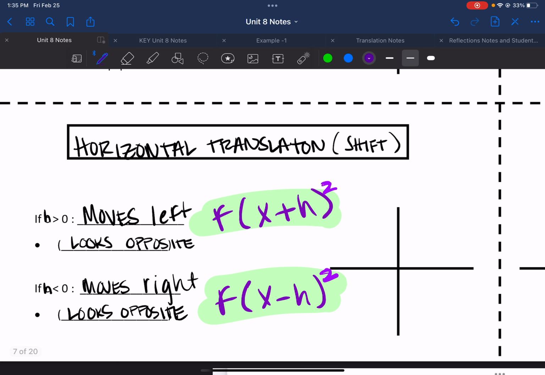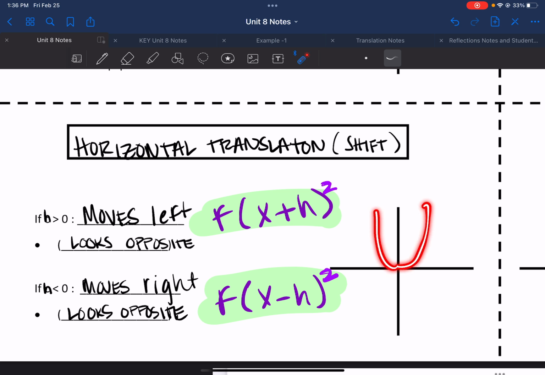Now, in these notes, you have C, but I want you to change it to H just so that we can stay consistent with the vertex formula. So if your H value, meaning if you're inside of a parentheses and you're adding something to it, what's going to happen is it's going to move your graph, right?